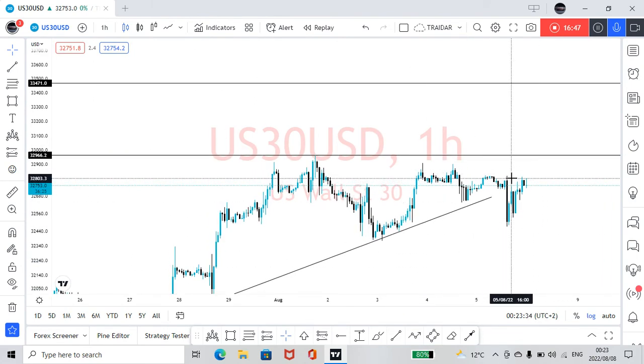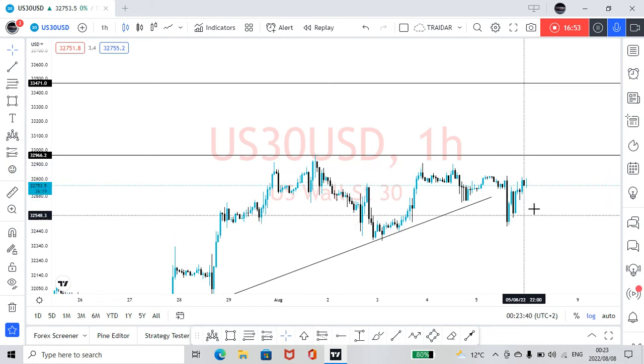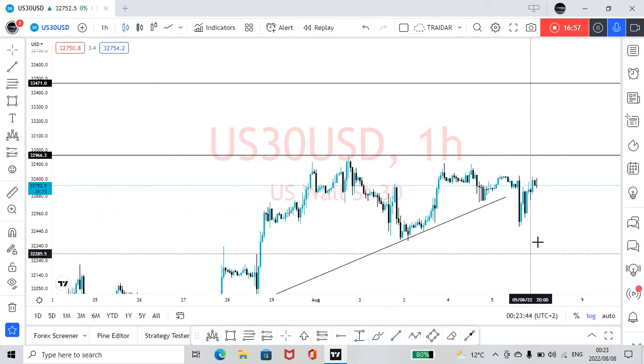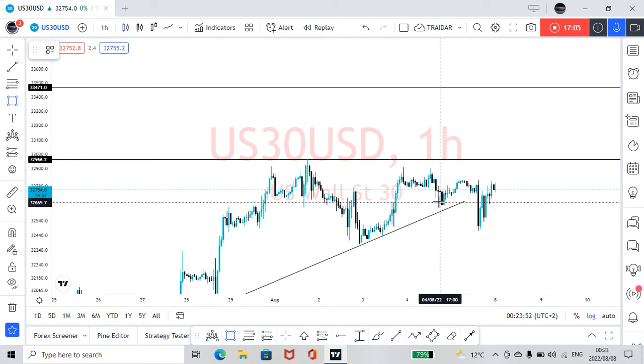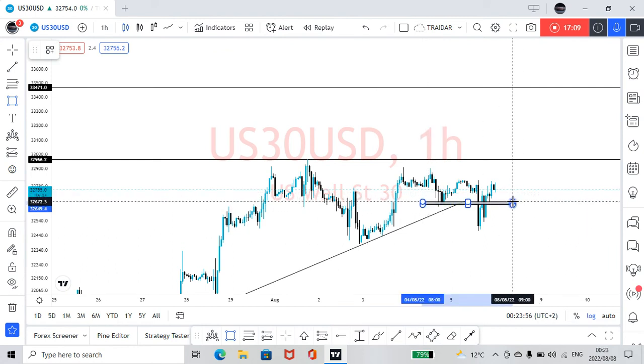It opened a huge gap when NFP happened, which is this move that I managed to catch and managed to secure enough profits for me to go out. We can see that the market has closed this gap now. I'm still confident that we are bullish on US30.